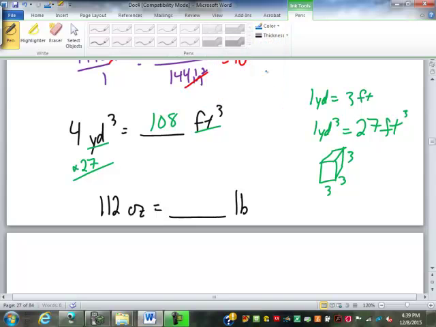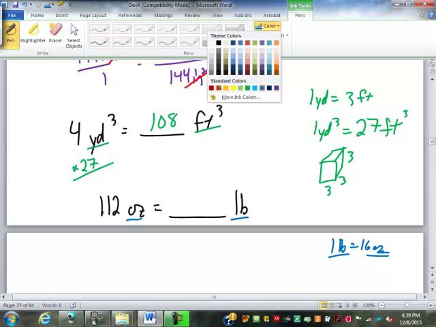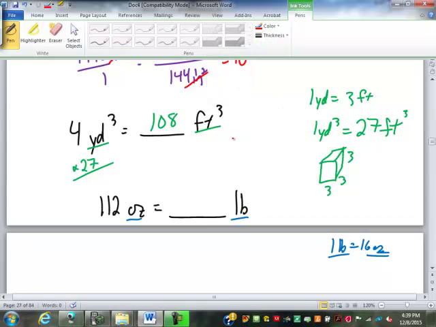How do I convert 112 ounces into pounds? How many ounces in a pound? 1 pound is 16 ounces. So to go from ounces to pounds, is the unit getting bigger or smaller? The unit's getting bigger, so the number has to get smaller. So we're going to divide by 16, which will be 7 pounds.